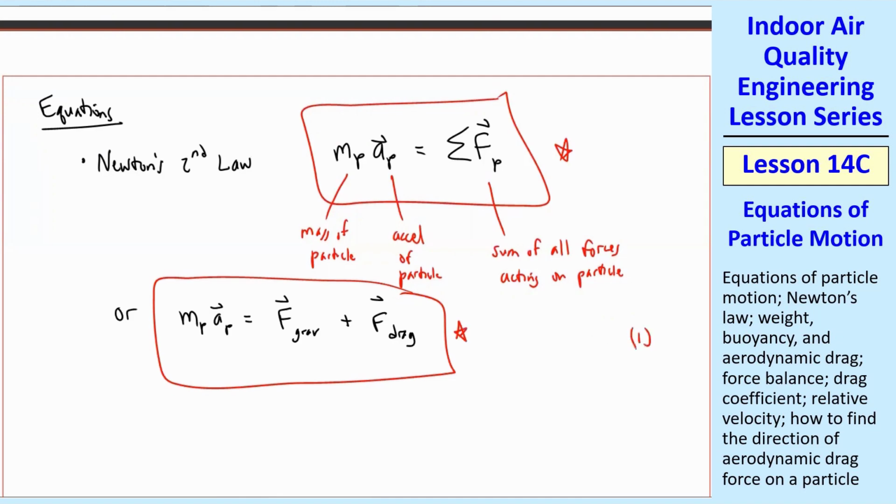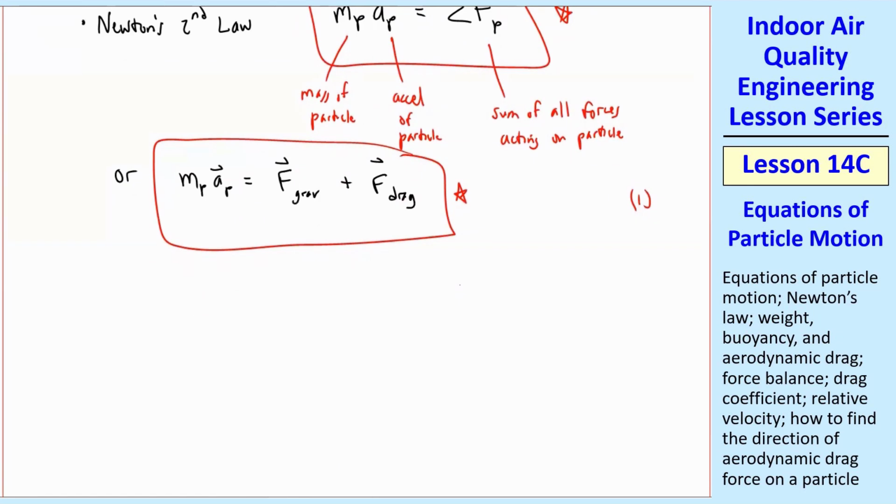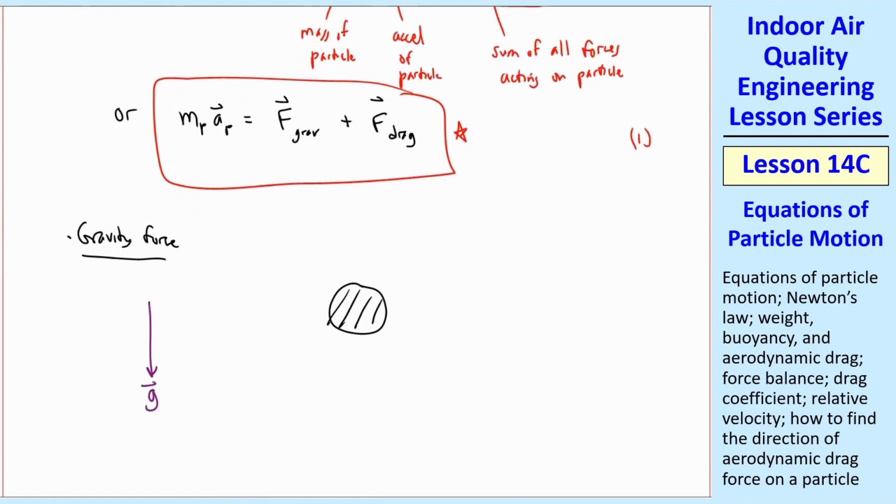And this I'll call equation 1. Let's look at each of these two forces independently and separately. We'll deal with gravity first since it's easier. Here's our particle. Gravity is acting down. This is typically in the negative z direction, but it can be in any direction you choose.